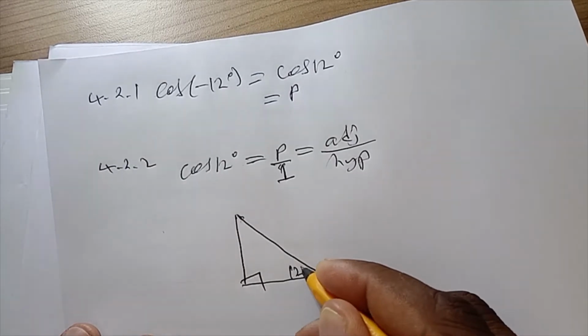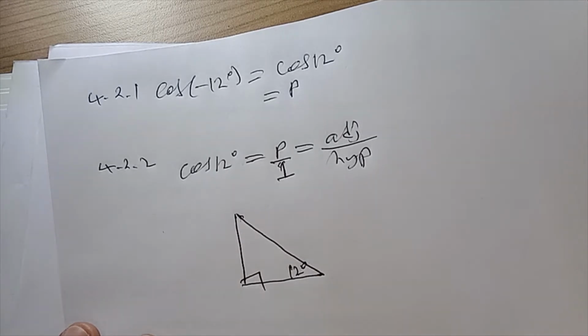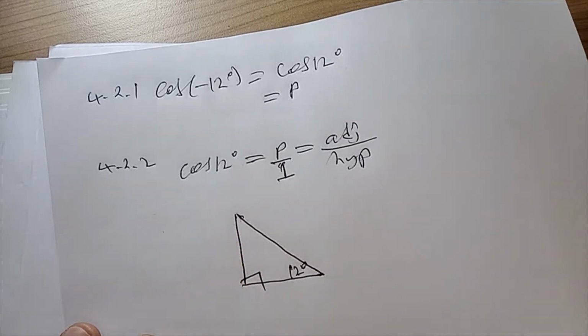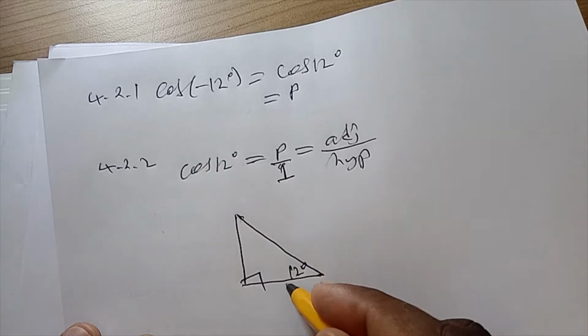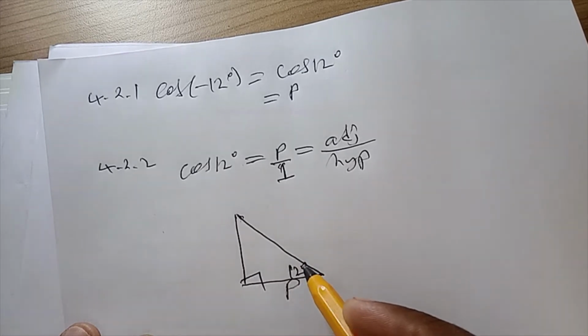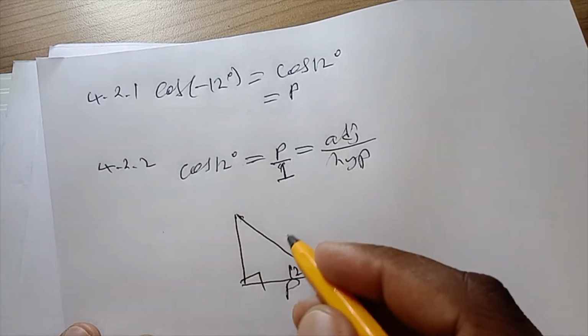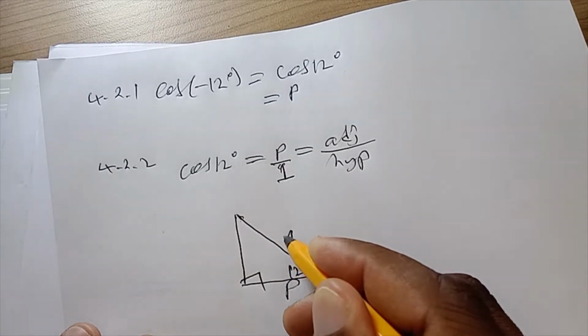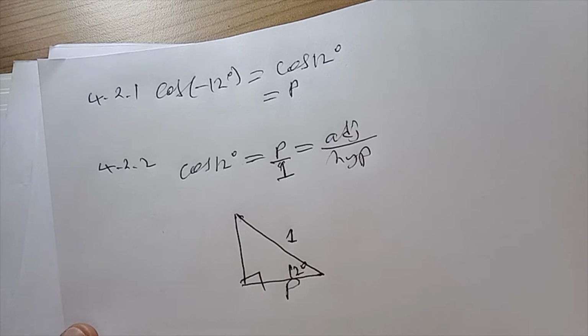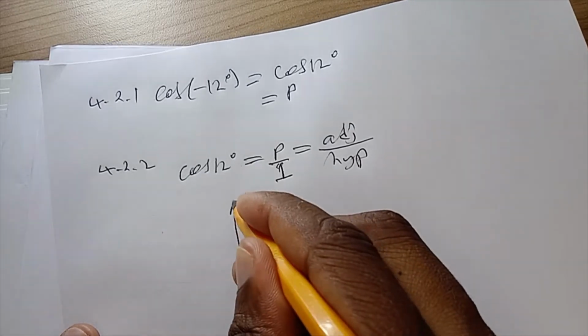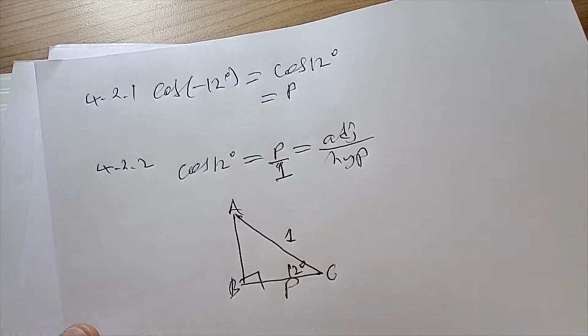Then this should be our 12 degrees. Then the adjacent of 12 degrees should give us p. Here is the adjacent for 12 degrees. Then the hypotenuse for 12 degrees should give us what? 1. The hypotenuse is always the longest side. We can name our triangle A, B, and C.